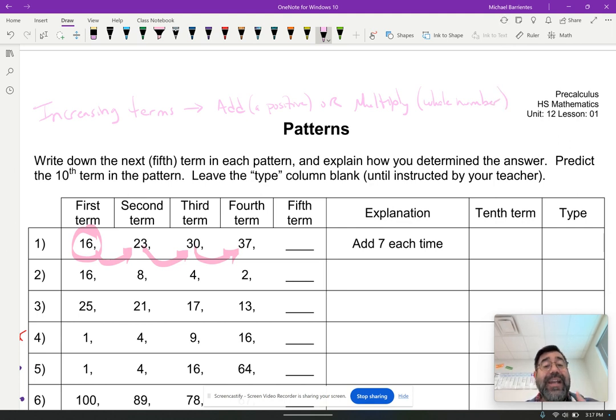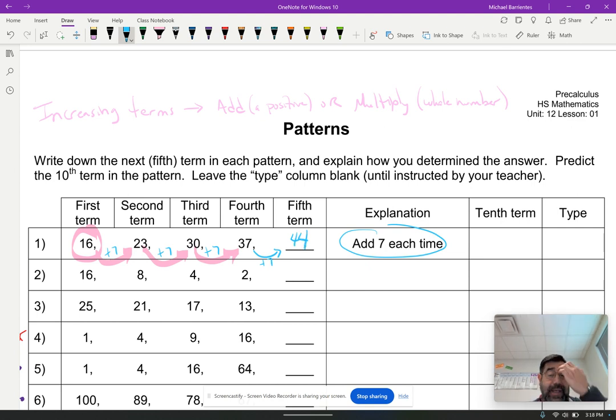So I'm either adding a number and I see that there's a pattern to the number that I'm adding, or I'm multiplying. Well, here they kind of did some of the pre-work for us. They're saying we're adding 7 each time. So if I do 16 plus 7, I get 23. 23 plus 7, I get 30. 30 plus 7, I get 37. So what's going to be the fifth term then? Well, it's whatever I get when I add 37 plus 7, and I believe that would be 44. So that would be the fifth term of the sequence.